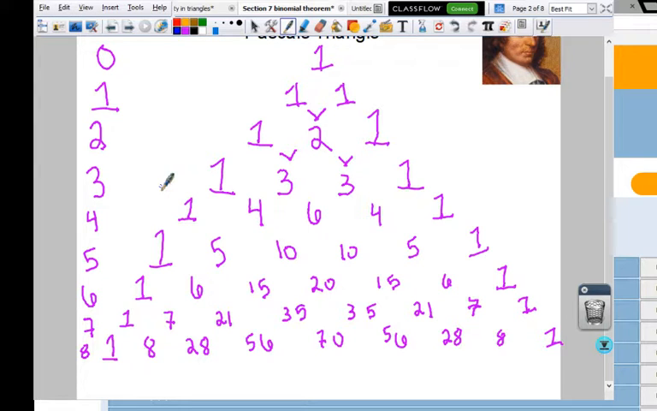So I'm gonna give you another minute. Finish off your triangle. Make sure you're all the way to row 8. I messed up somewhere. I have no idea. People are slow now.